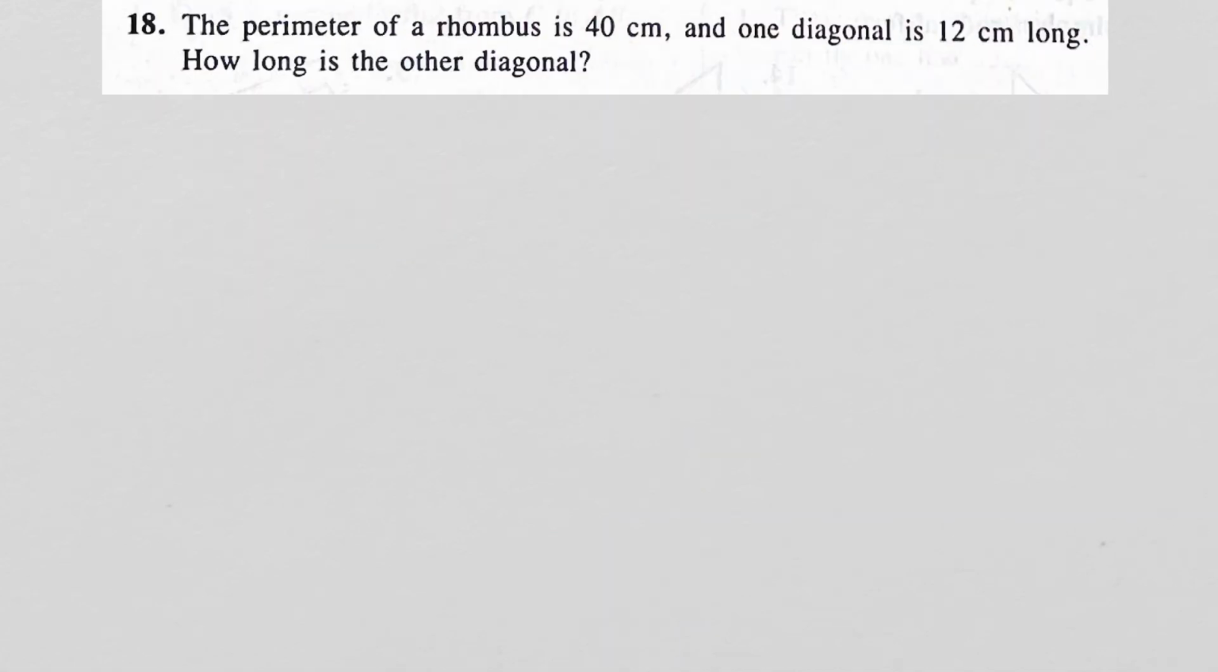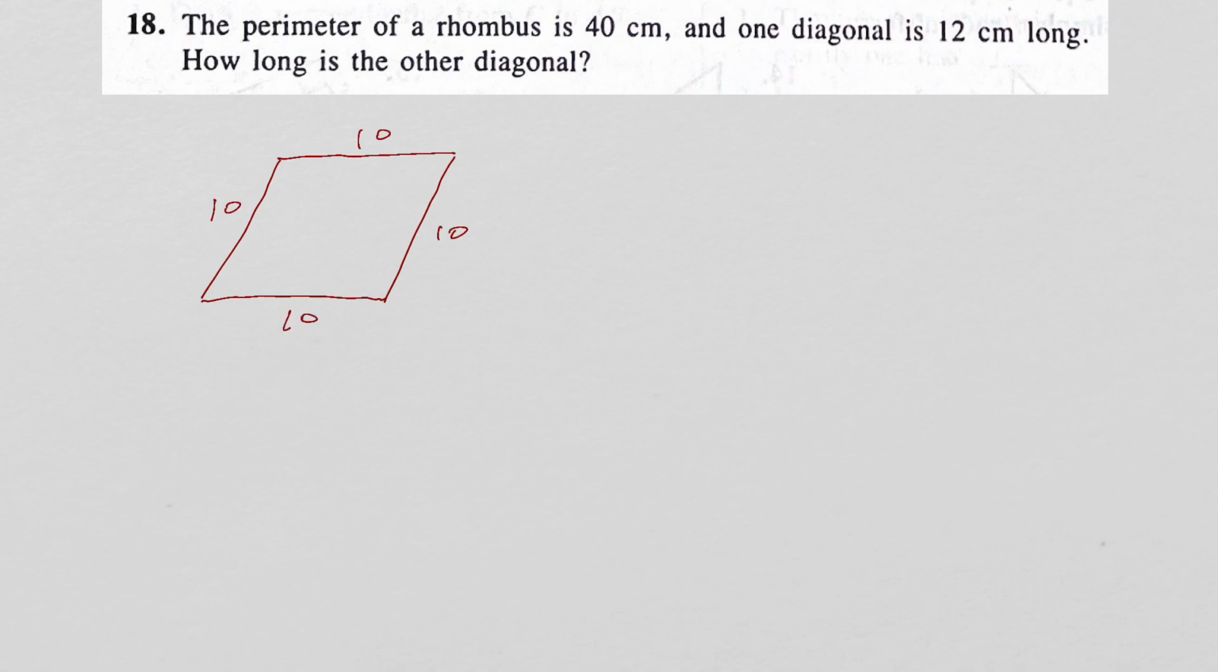Okay, here we have a rhombus, and they're telling us the perimeter is 40. That means that each side must be 10, because in a rhombus, all four sides are equal length. So if all four sides add up to 40, then each side must be 10.